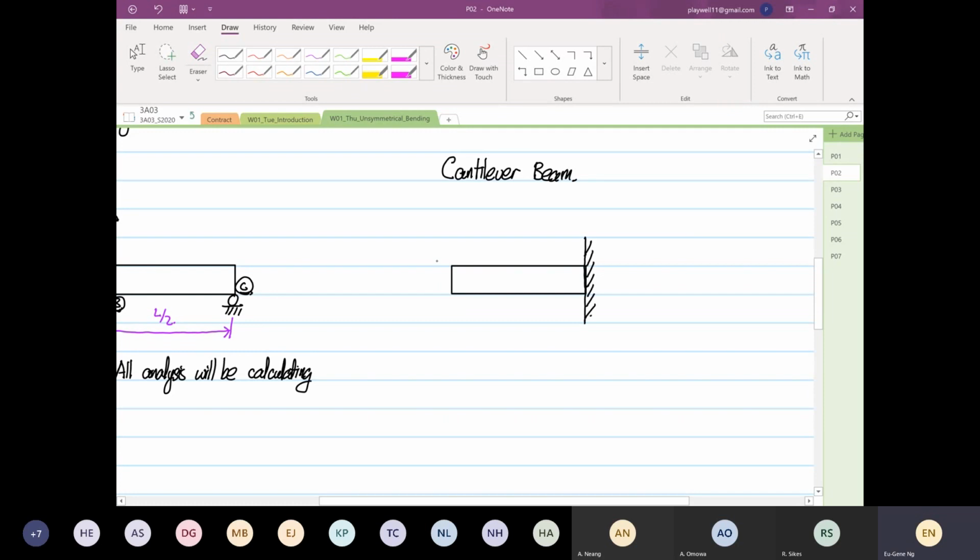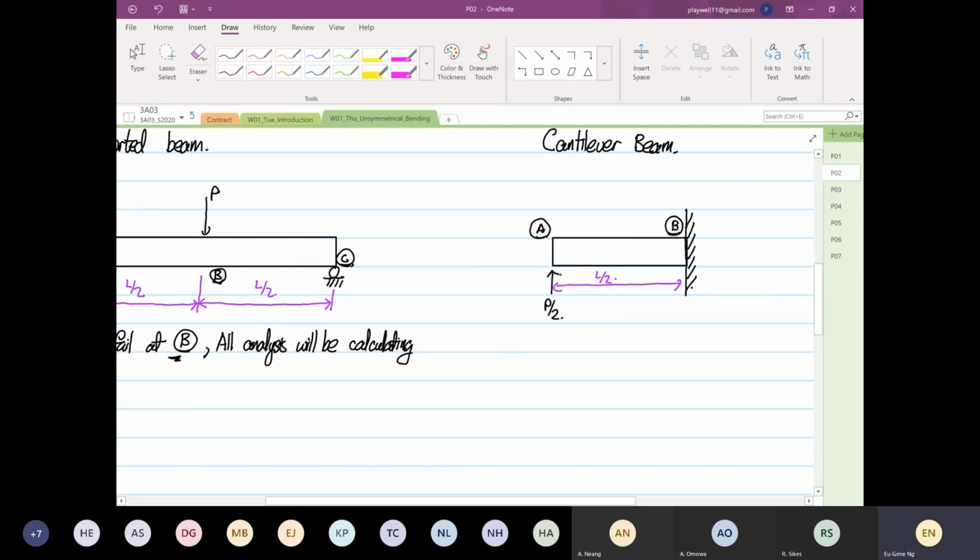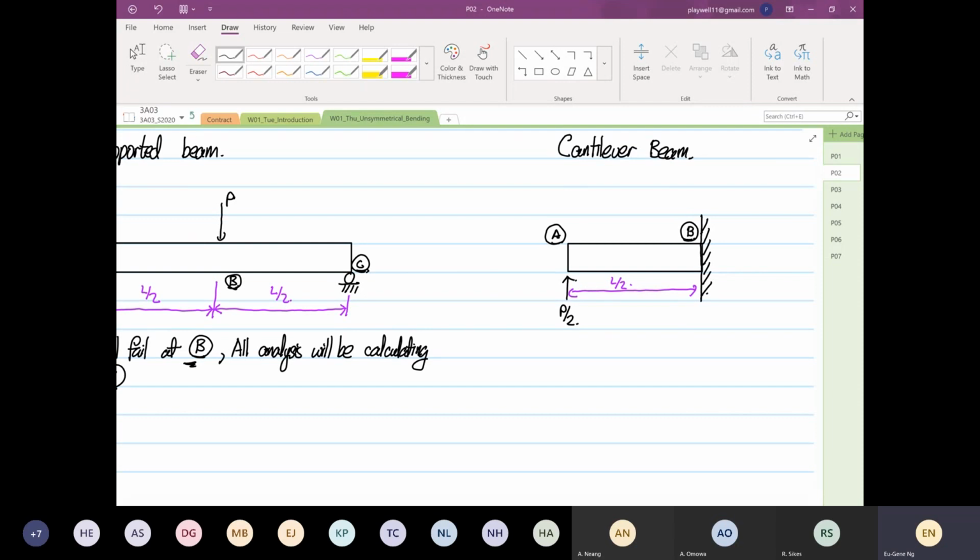This is point A, and this is my point B, right? And then I have a force down here, and the force down here is P/2. Okay, and then the distance from here to here is L/2. Okay. Now, question for you all now.